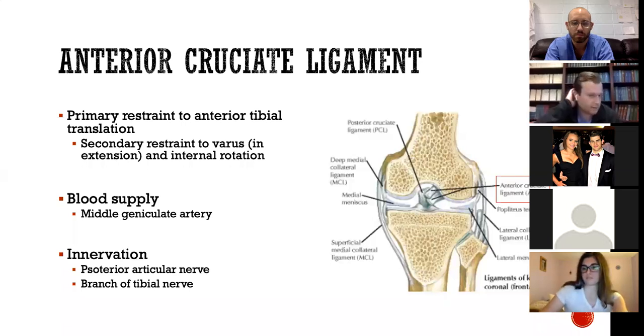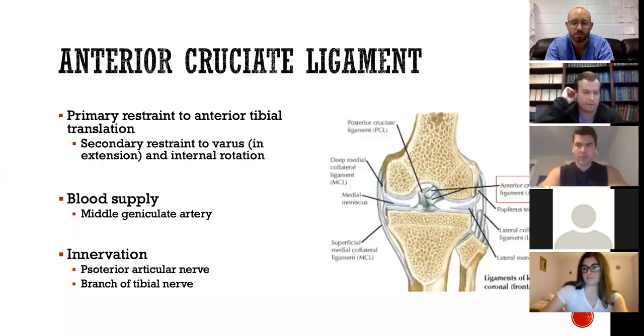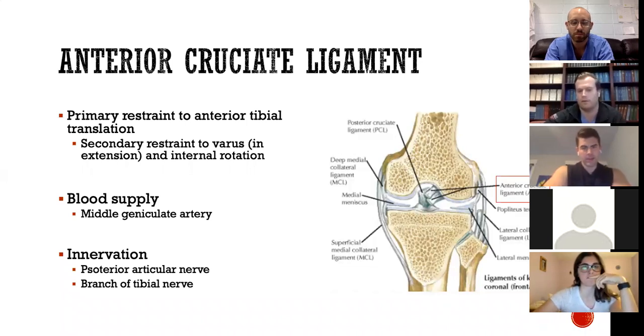The function of the anterior cruciate ligament is as a primary restraint to anterior tibial translation. Again, that's what we'll be seeing on most of our ACL-specific examination maneuvers. The ACL is also a secondary restraint to varus, particularly when the knee is in extension and internal rotation. The blood supply of the ACL is provided by the middle geniculate artery, and it is innervated by the posterior articular nerve, which is a branch of the tibial nerve.